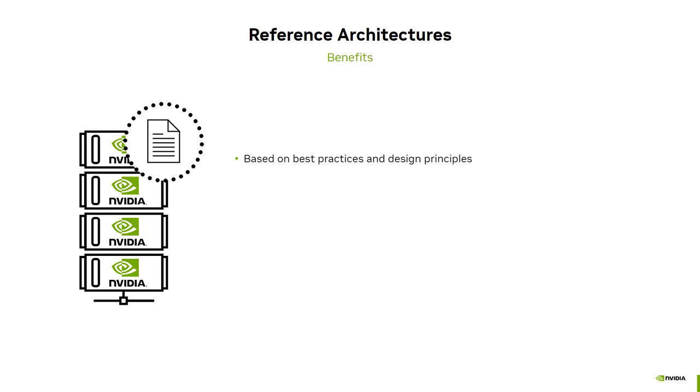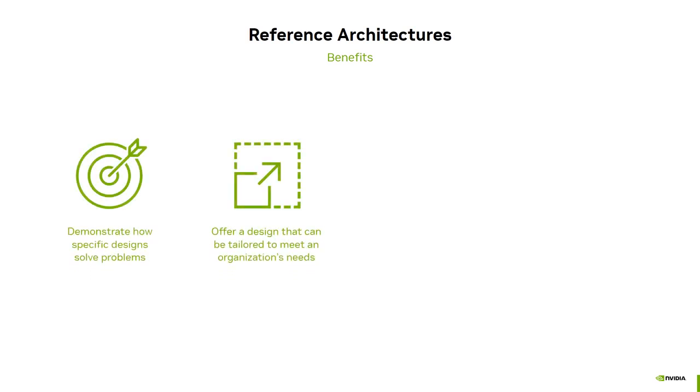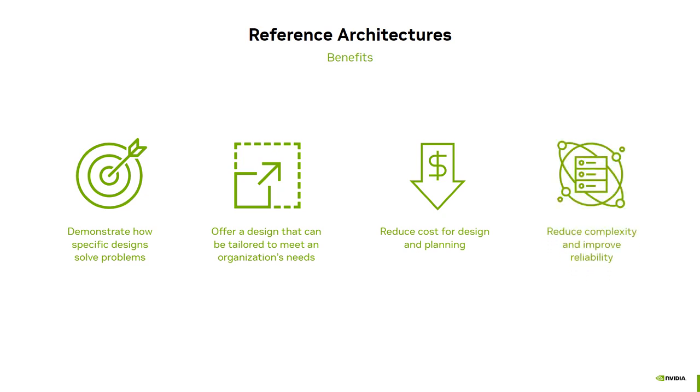Reference architectures are design documents that are based on the best practices and design principles to get the most out of the system. Reference architectures can be used as a foundation for building designs using systems and components. Some of the benefits of using a reference architecture include: they show how a specific design can help solve problems. They give a foundational design that can be tailored to meet an organization's needs. They reduce cost and time for design and planning, which can lead to a faster solution. And they improve quality and reliability by reducing complexity.